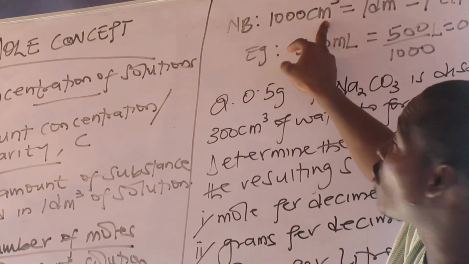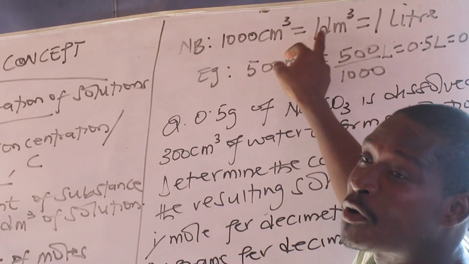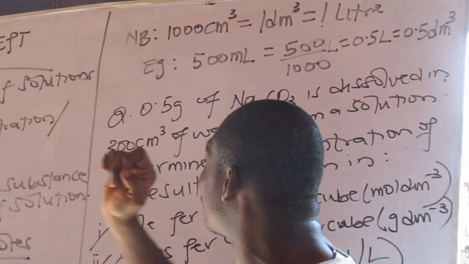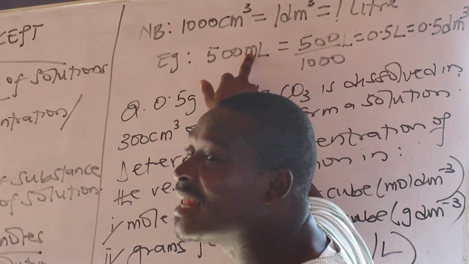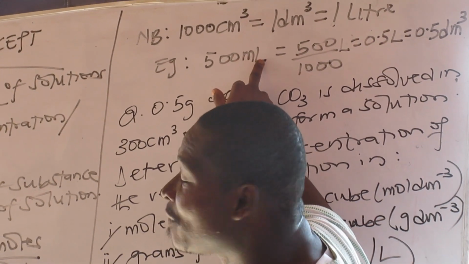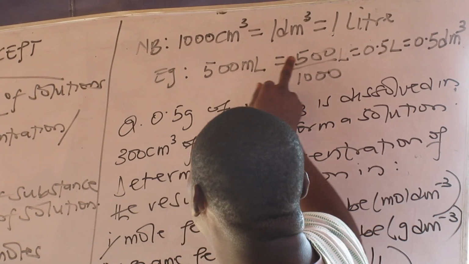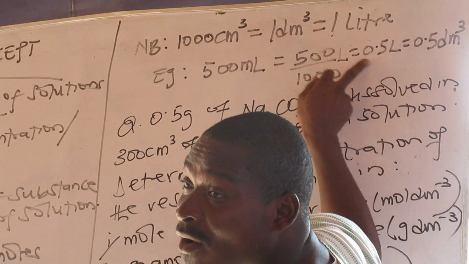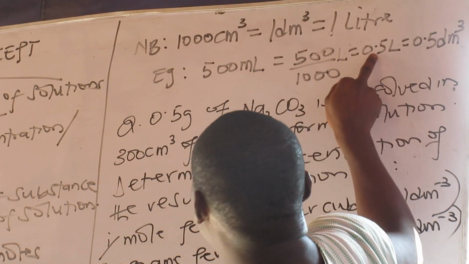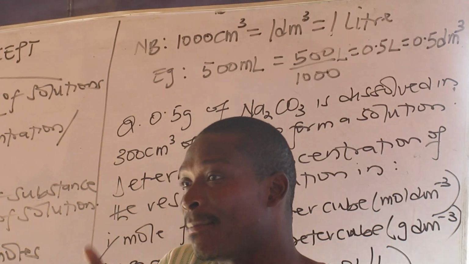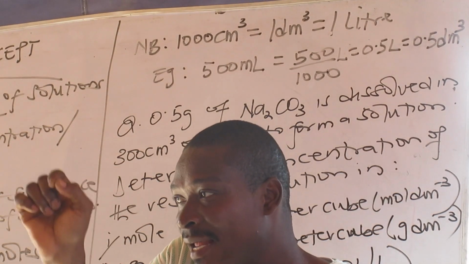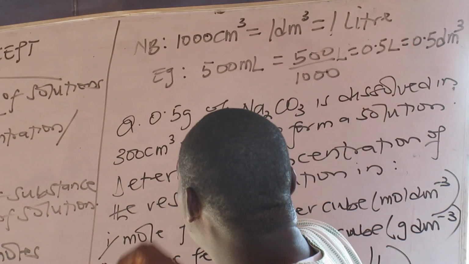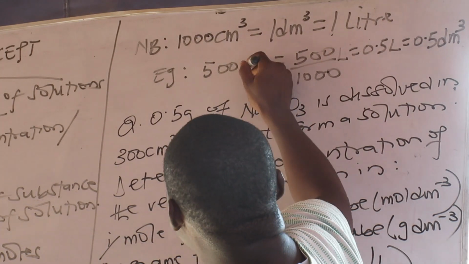Now, let's see something here. 1000 cm cube equals 1 decimeter cube. It's the same as what we call 1 liter. When you take your sachet water, it's written 500 ml. And ml is milliliter. Milli in mathematics means divided by 1000. So the sachet water that you drink is 0.5 liter, half a liter, but it is tagged 500 milliliter. Anytime you see ml, this m is tantamount to dividing by 1000.